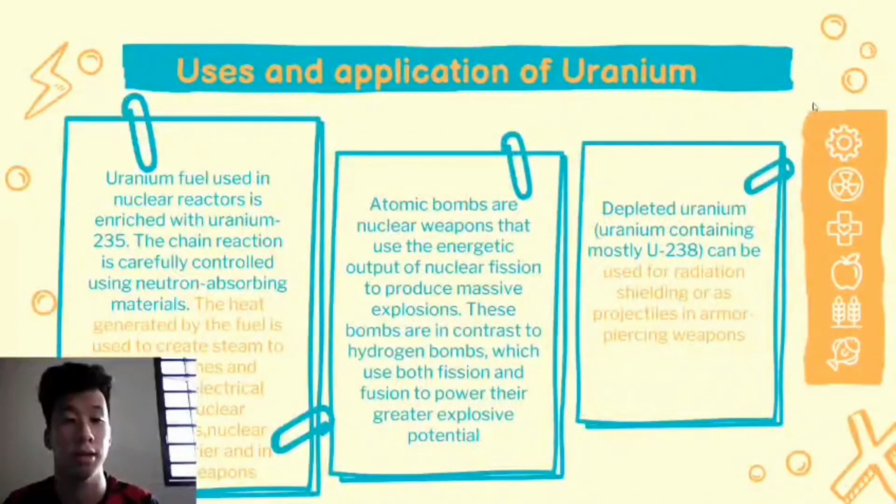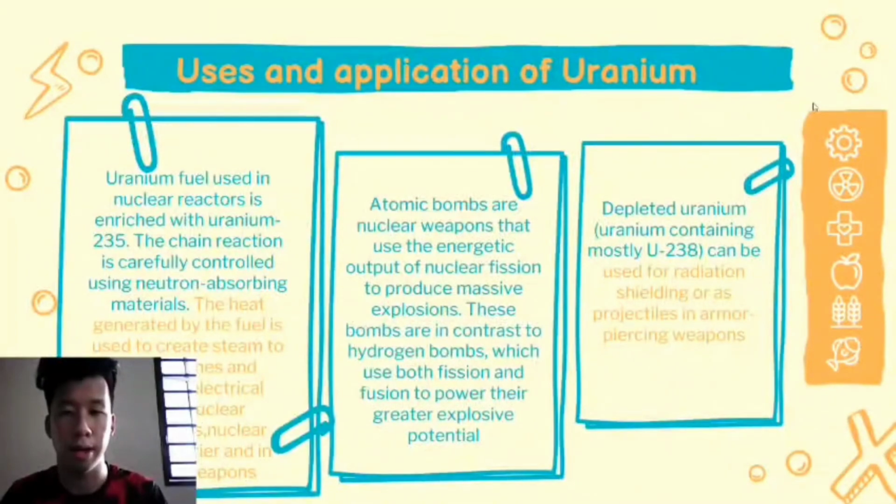Secondly, uranium is also used in atomic bombs. Atomic bombs are nuclear weapons that use the energetic output of nuclear fission to produce massive explosions. These bombs are in contrast to hydrogen bombs, which use both fission and fusion to power their greater explosive potential. Thirdly, the depleted uranium that mostly contains uranium-238 can be used for radiation shielding or as projectiles in armor-piercing weapons.